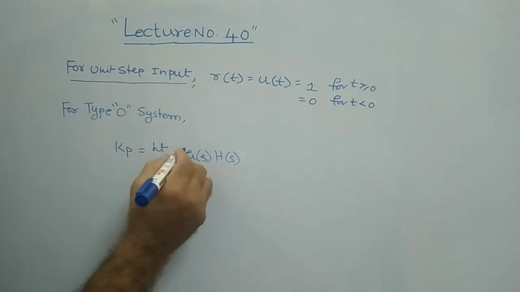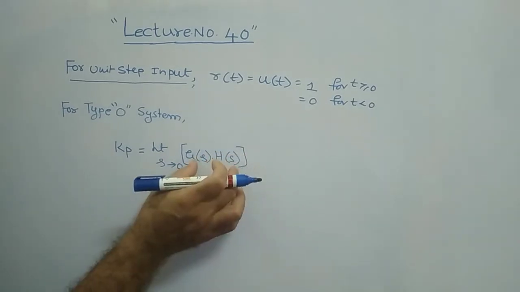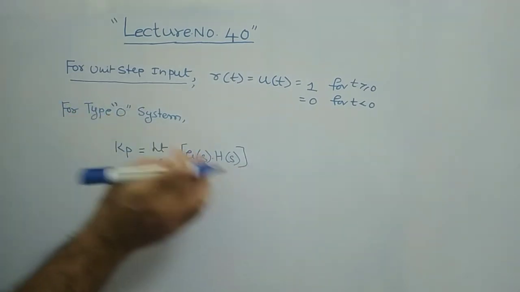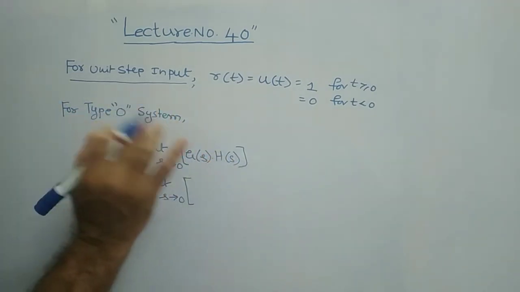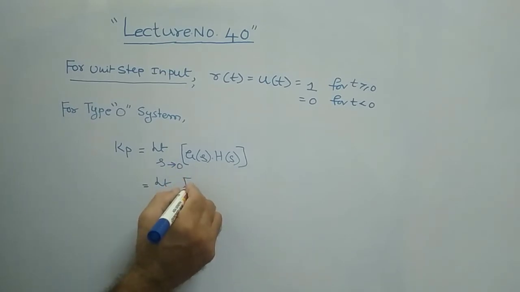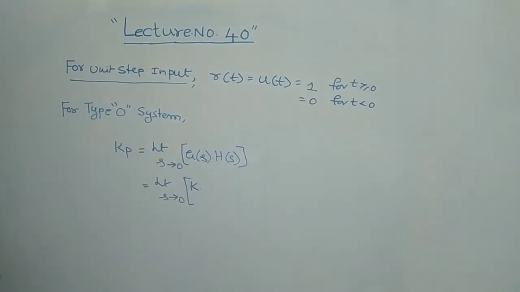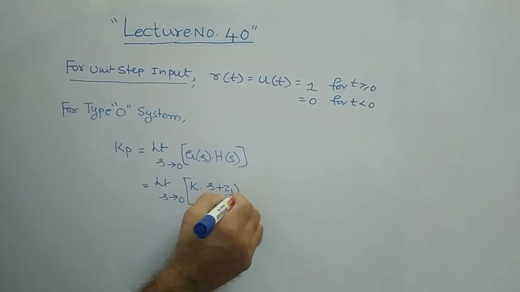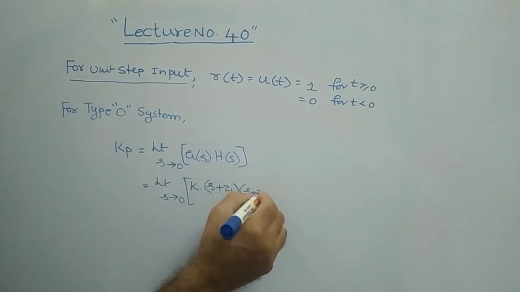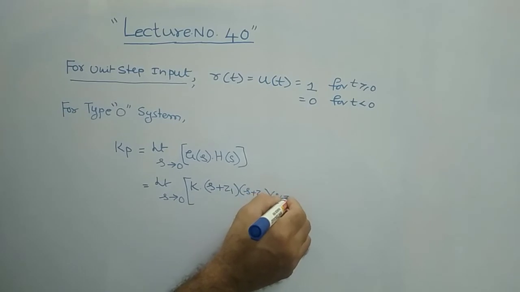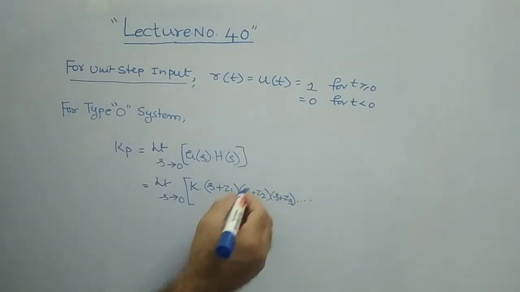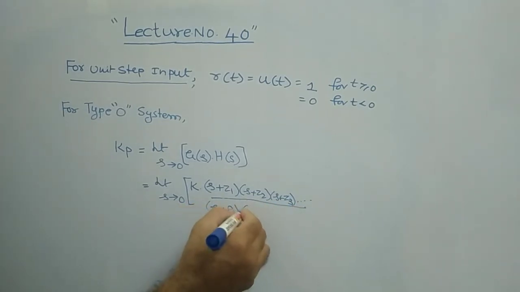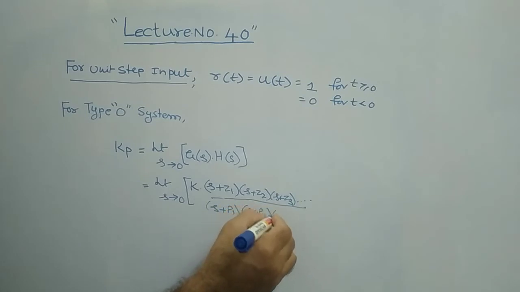So for type 0 system, your G(s) H(s) is something in this form. For type 0 system, G(s) H(s) is something in this fashion. It is some constant K into (s plus z1)(s plus z2)(s plus z3), and so on and so forth, that is the numerator, divided by the denominator (s plus p1)(s plus p2)(s plus p3), and so on and so forth.